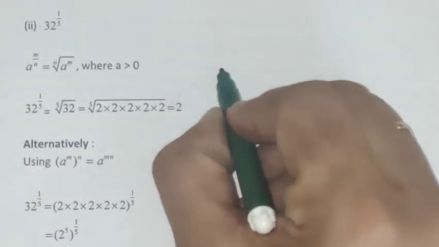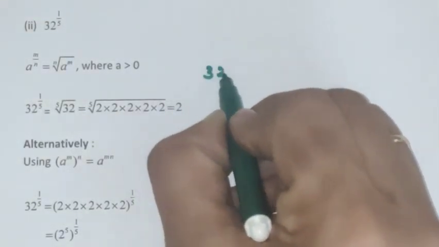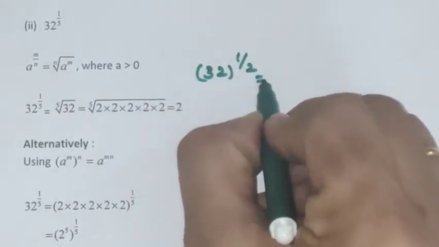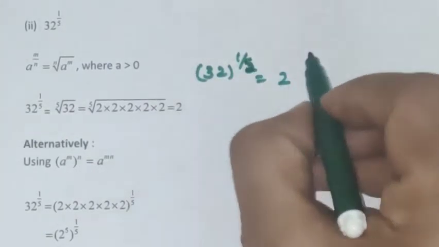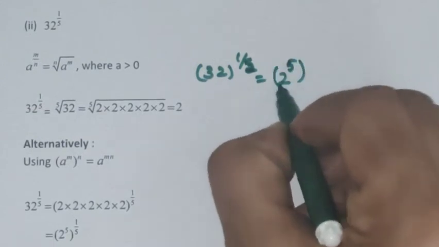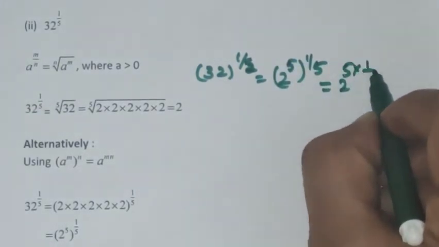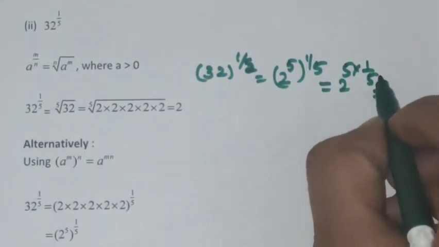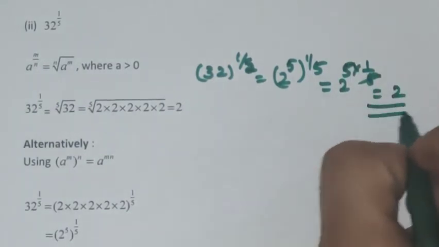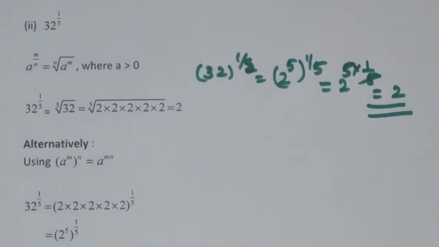Or otherwise, 32 raised to 1 by 5 can be written as 2 raised to 5 whole raised to 1 by 5. So 2 raised to 5 into 1 by 5. So 5 and 5 will get cancelled. So it is equal to 2 only. So our answer is 2 for this question.